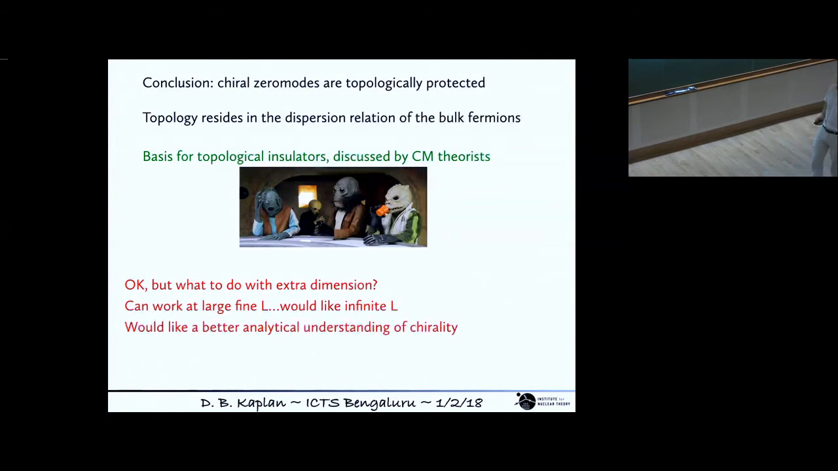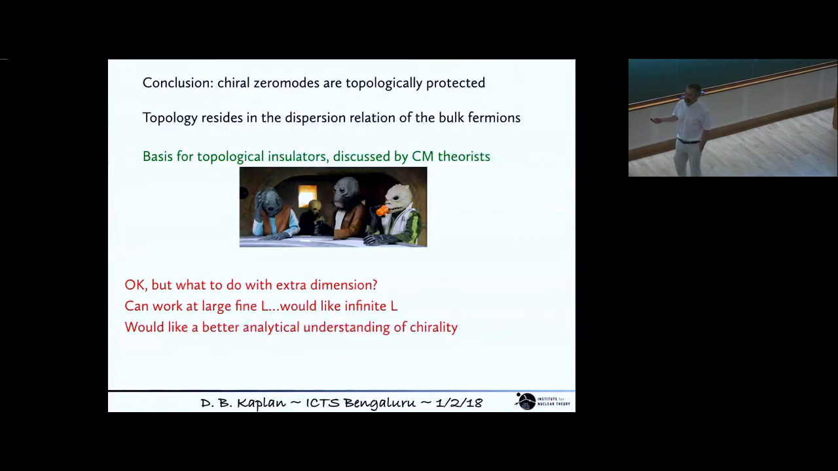Okay, so what about what to do with the extra dimension? You can work at large, finite, not fine, L. You'd like to have infinite L, but of course, it is difficult to work at infinite L on a finite computer. So the other thing you'd like is, I was very happy with this picture because this is a nice effective field theory picture. You have gapped fermions, and then you have low energy chiral fermions. But effective field theory is not something that everybody is totally familiar with.